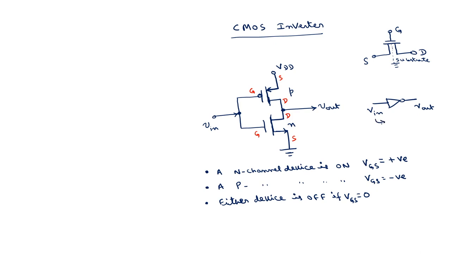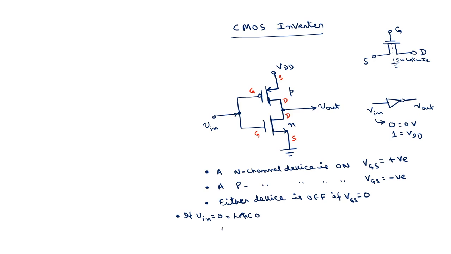So, what are the two possibilities of this Vin? This can be 0 or logic 1. 0 means 0 volts, logic 1 means VDD. If Vin is 0, that is logic 0, then what happens to the P channel device and what happens to N channel device?